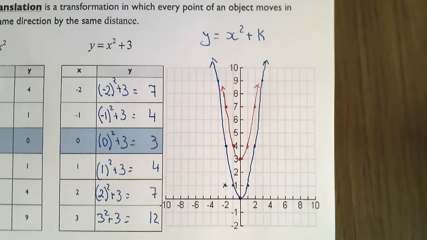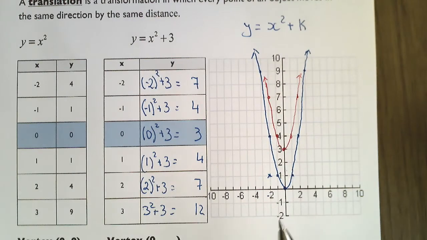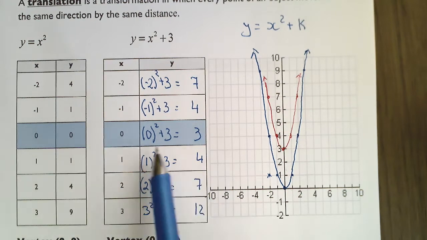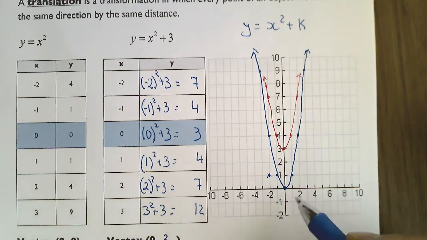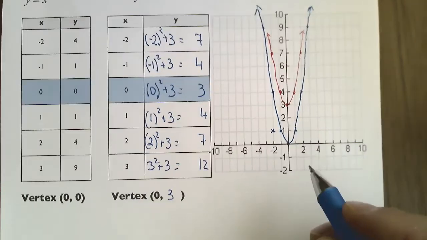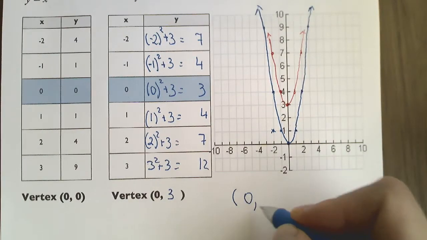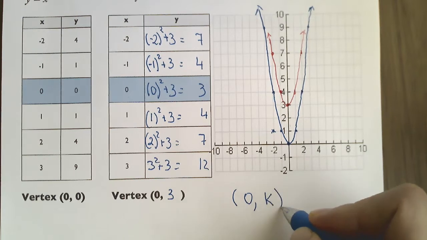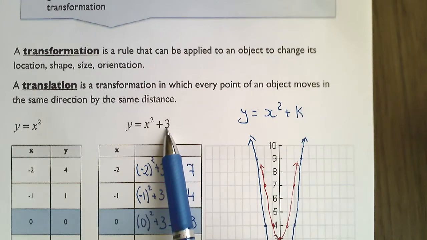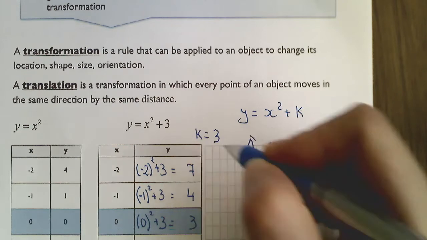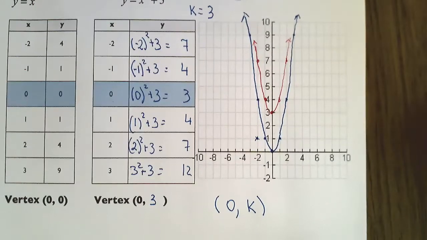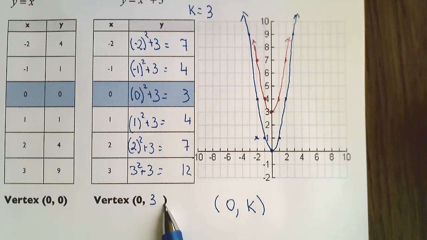Okay, and let's compare the vertices here. The vertex over here is 0, 0. Over here, the vertex is 0, 3. And we can see it has shifted. So in general, the vertex will be at 0 and k. Because as we can see, this k value corresponds to this 3, and it's positive, so therefore k over here is equal to positive 3. All right, and therefore the vertex is at 0, 3.